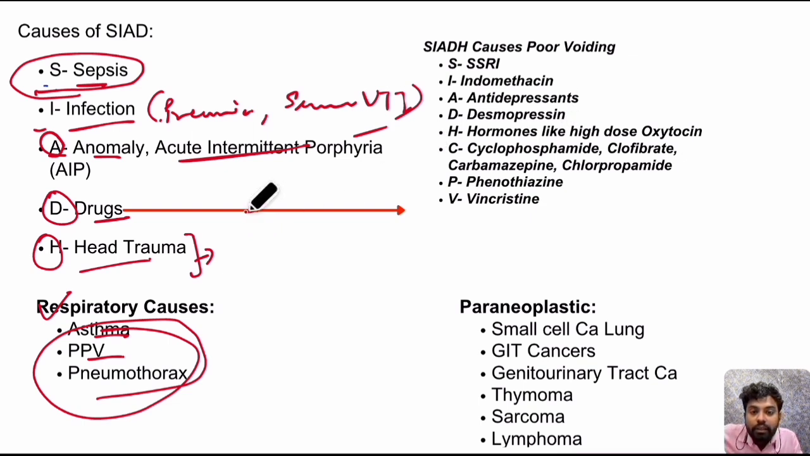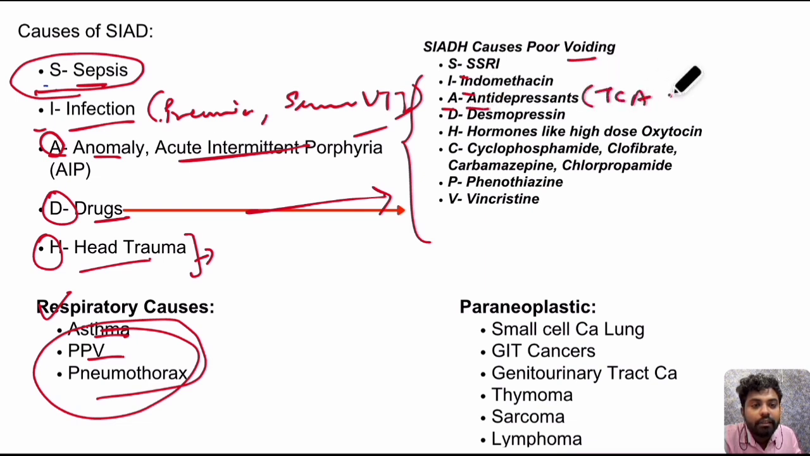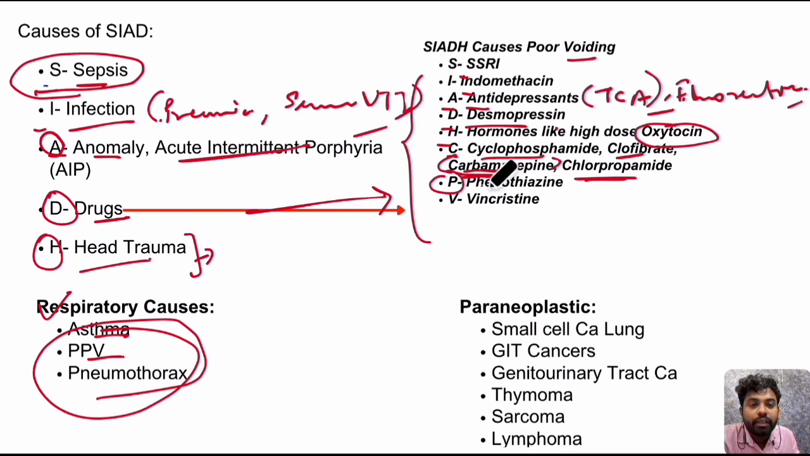Another, drugs causing SIADH. We are having a mnemonic for that also. SIADH causes poor voiding. So SSRI, S for SSRI, I for indomethacin, NSAIDs, A for antidepressants like TCA, okay, fluoxetine, not always. D, desmopressin, H hormones like high dose oxytocin, C for cyclophosphamide, clofibrate, carbamazepine, and chlorpropamide, phenothiazine, phenytoin. B for vincristine, oncological drug, important.